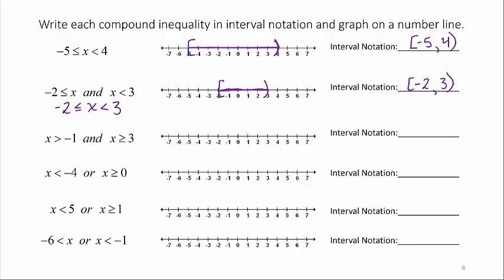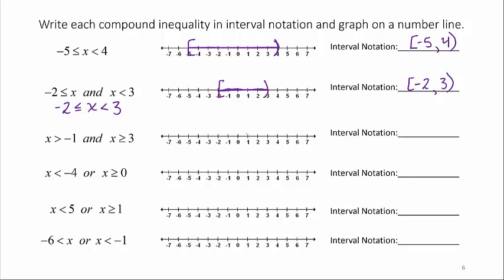Now one more and statement. x is greater than -1, and x is greater than or equal to 3. When x is greater than a number and also less than a number, you can write it as a three-part inequality. In this case, with x greater than a number and x greater than a number, not so much the case.